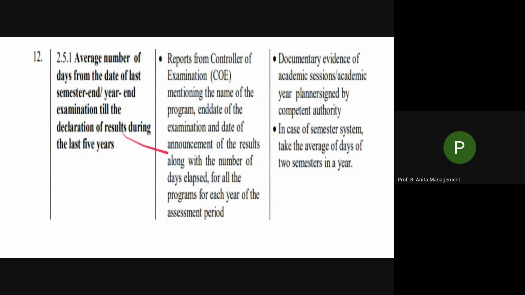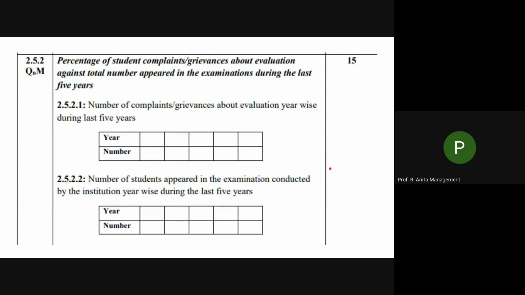Suppose when you're taking the declaration of results, if it is a semester, you should be taking the average of the days of the 2 semesters in the year, right?